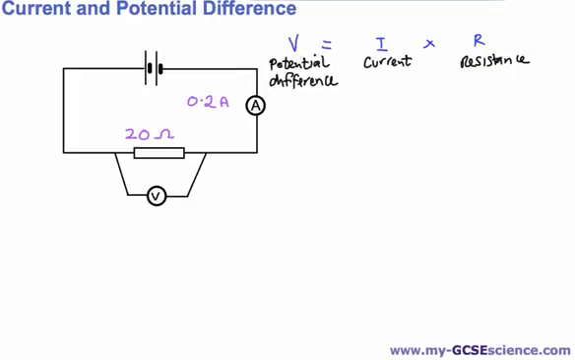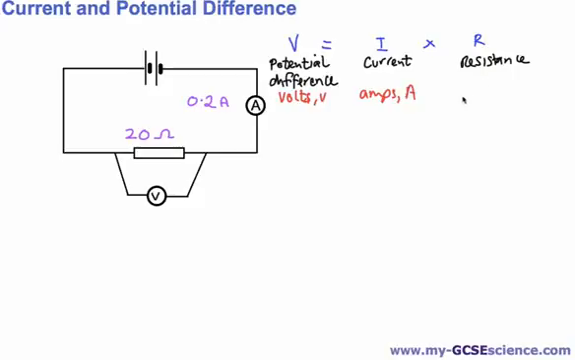What's not given to you though is the unit. So for potential difference it's volts, with a letter V. We've got current, which is amperes or amps with a capital A.